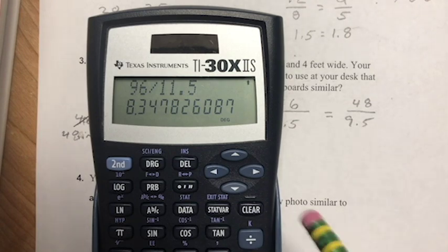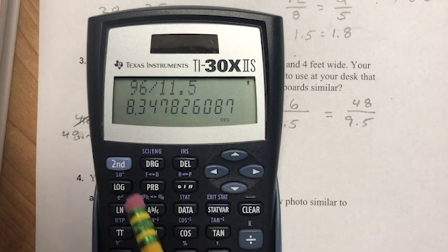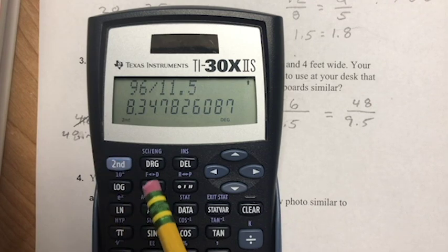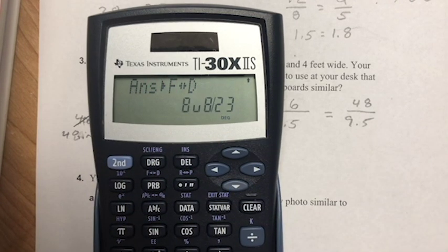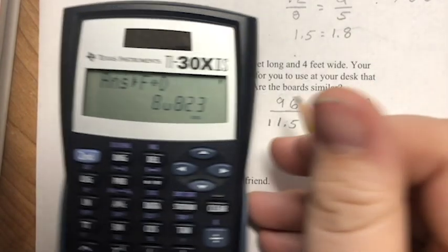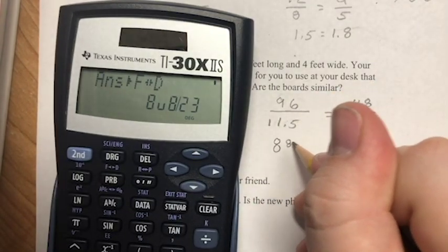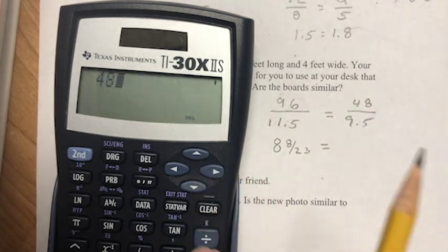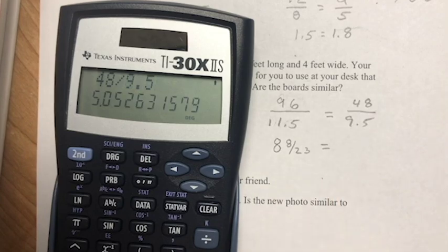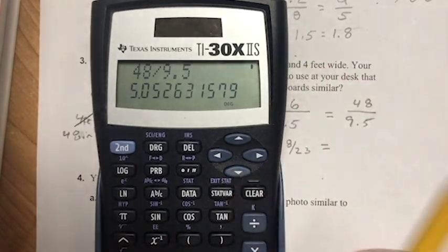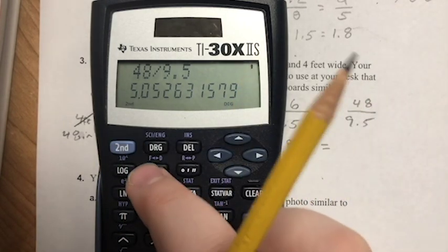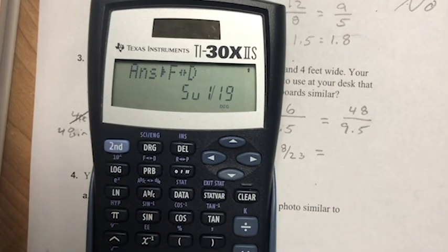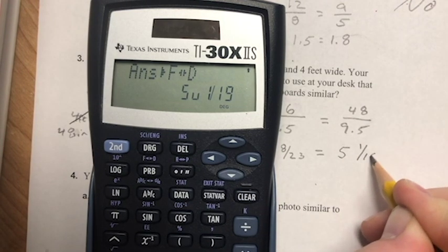Well, don't forget, you do have a button that can change this into a fraction for us. So we're going to hit second PRB to get that fraction to decimal, and it gives me a nicer looking number. So I could say 8 and 8/23rds. So let's find out about this one. 48 divided by 9.5. I get some weird number again, and I'm going to do the same thing. I'm going to hit second PRB to find out what my fraction is. And what I get is, can't see it on my screen, 5 and 1/19.